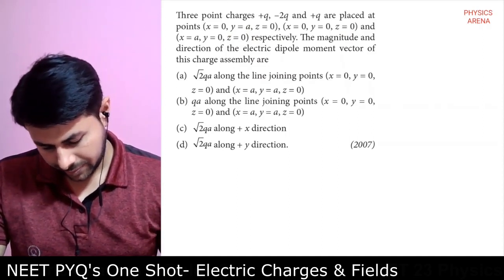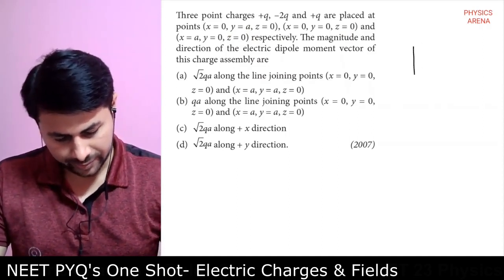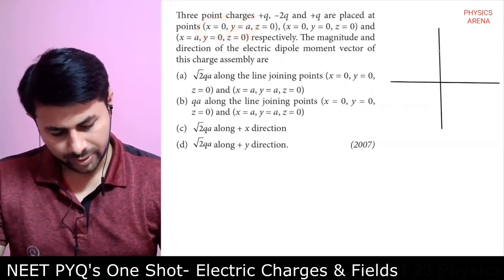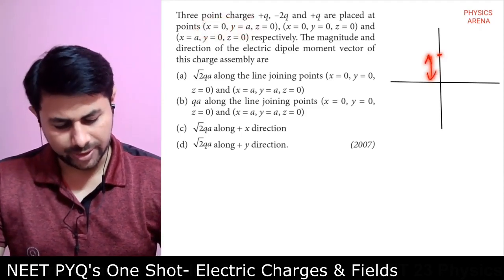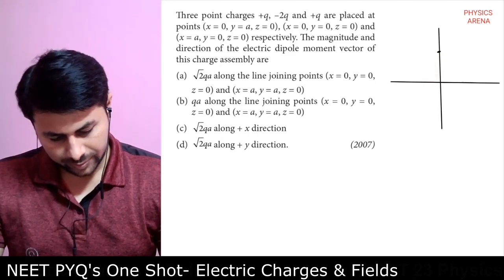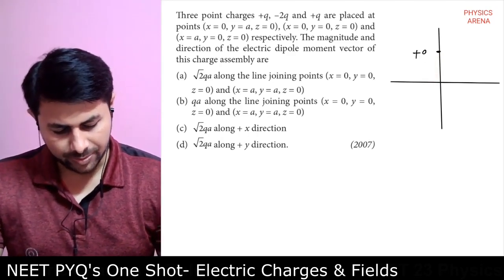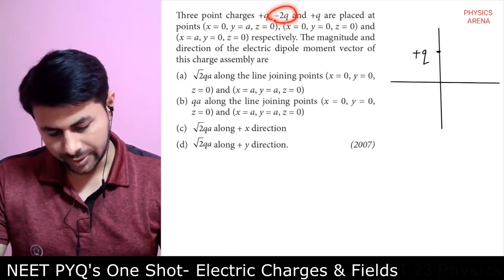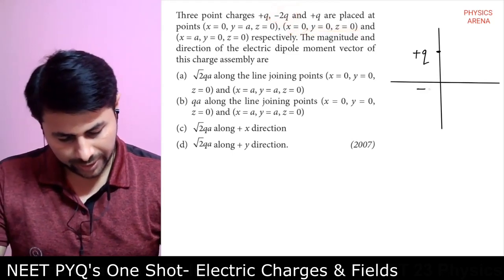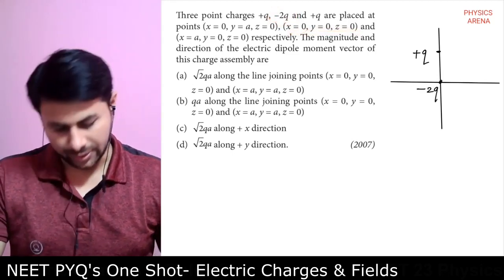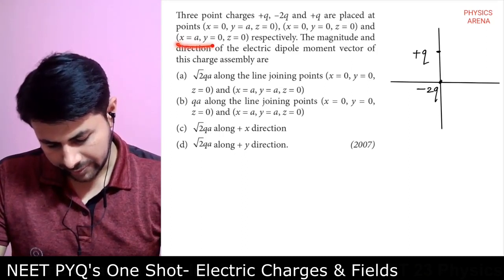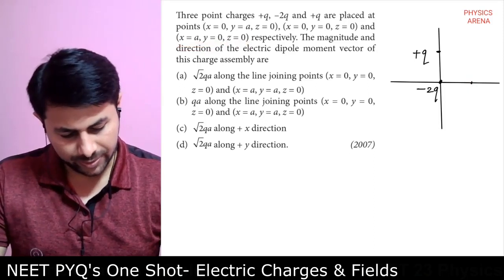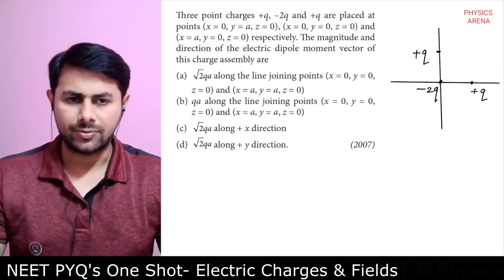So let us draw these charges. x is equal to 0, y is equal to a, so you keep the first charge. Let's suppose this much distance is a, and you keep charge plus Q here. Then the second charge is minus 2Q, so it is at the origin. And x equal to a, y equal to 0, z equal to 0, so x is equal to plus a. There you keep another charge plus Q.